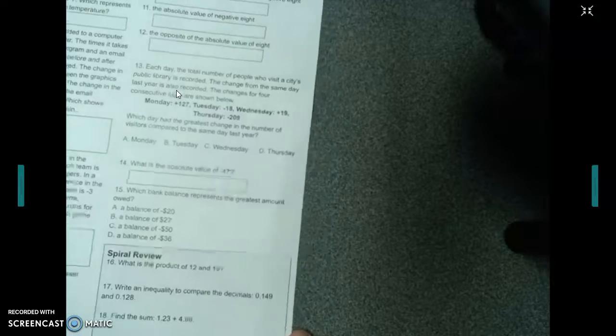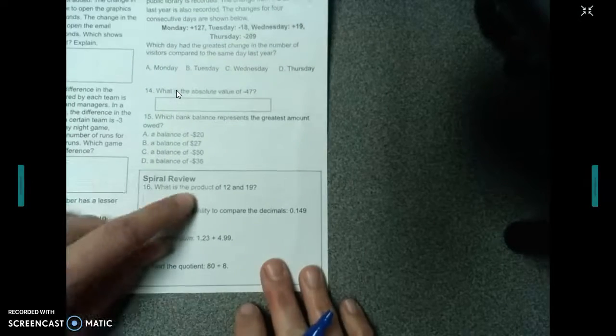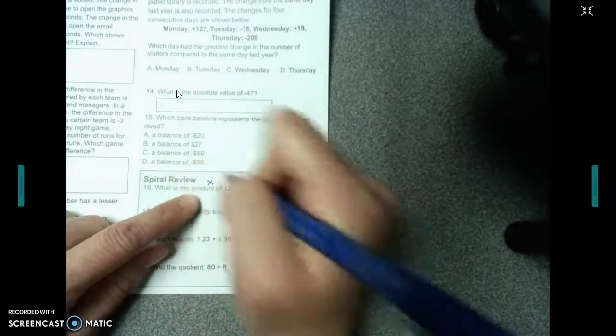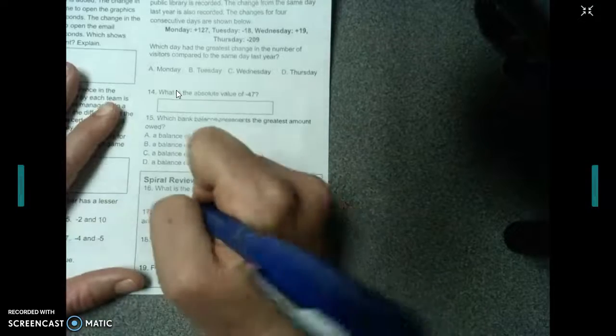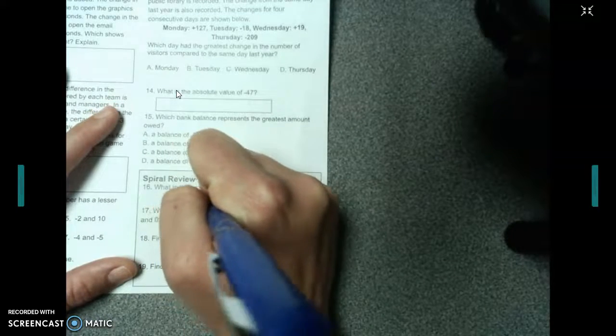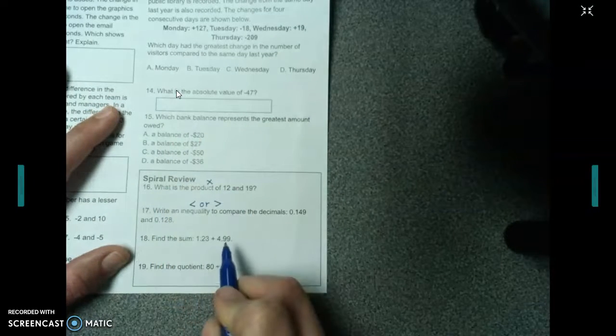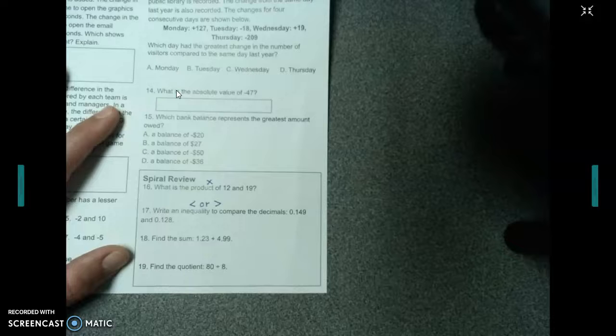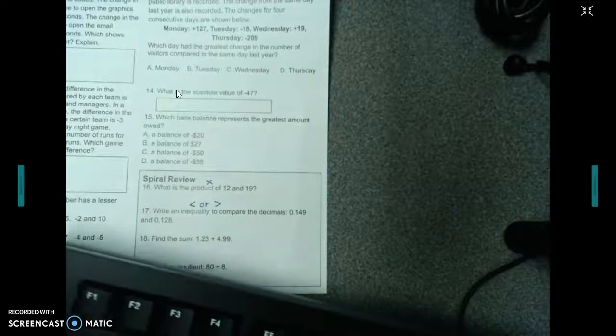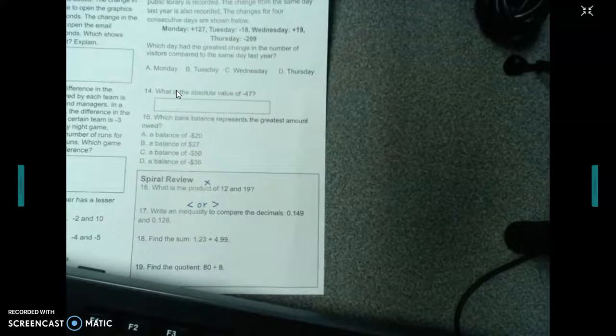And down here, we're in our spiral of review. Product, that means you're going to be multiplying. You're going to write an inequality. You're going to be using less than or greater than between it. And number 18, you're adding. And on number 19, you're dividing. So make sure if you have any questions, you're asking. Or if you're at home, make sure you're emailing them.